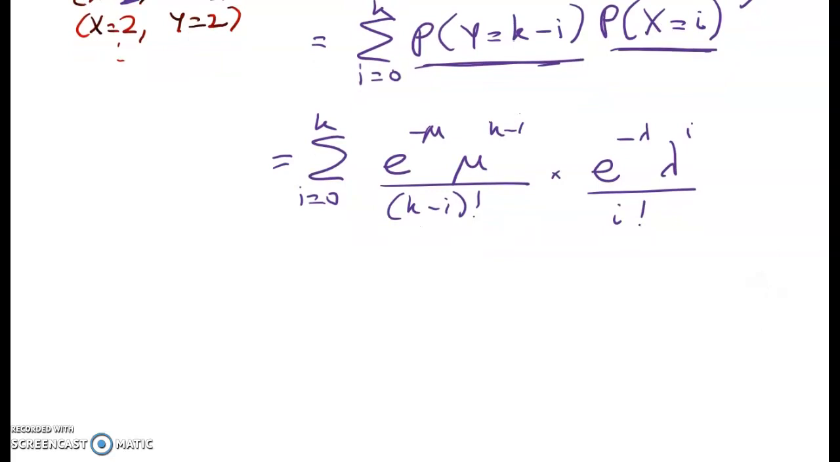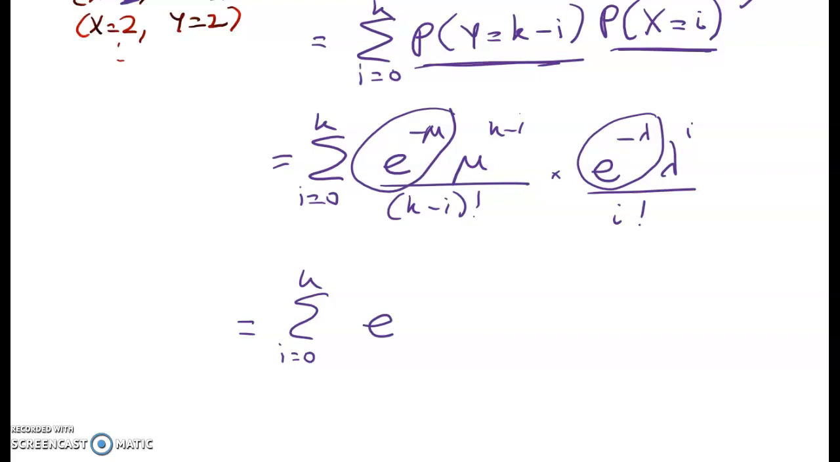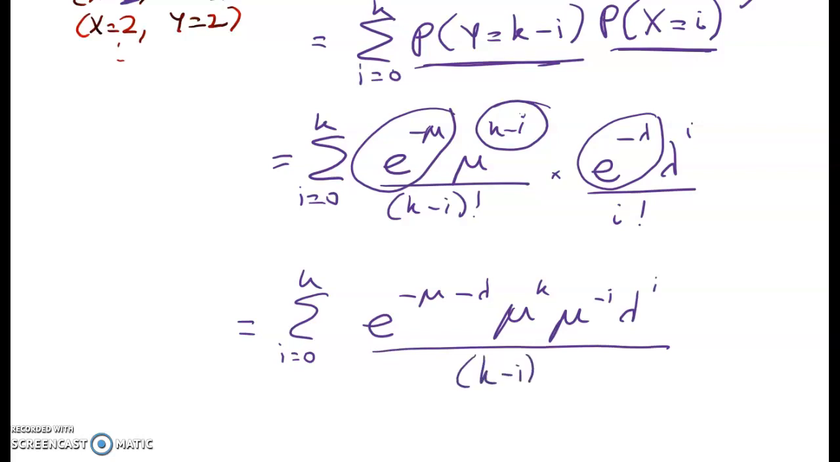I can do a little bit of simplifying here, especially if I look at where I'm trying to get to. Remember, we're trying to end up with one Poisson random variable. I'm going to chuck those together, which gives me e to the negative mu minus lambda. And that should be an i there. So mu to the k. Oh no, I'm going to split this up as well, so mu to the k, mu to the negative i, lambda to the i, divided by k minus i factorial times i factorial.